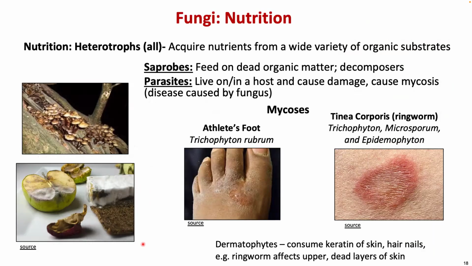So now, how do fungi eat and how do they survive? Basically, they are heterotrophs. They acquire nutrients from a wide range of organic substrates. We have a subgroup called saprobes. They feed on dead organic matter, or basically they are decomposers. And we have parasites, which require a host in order to live, and obviously they are going to feed on the host itself. An example is athlete's foot, where the foot is infected with Trichophyton rubrum. I know it's a bit graphic, but basically the fungus has infected the host and is living off it.